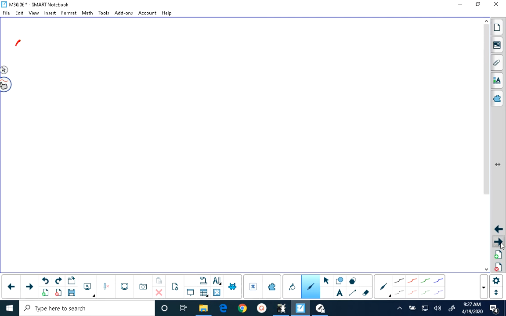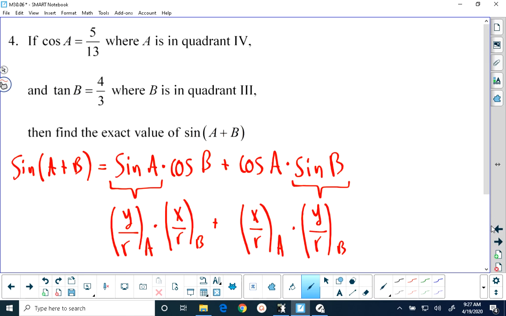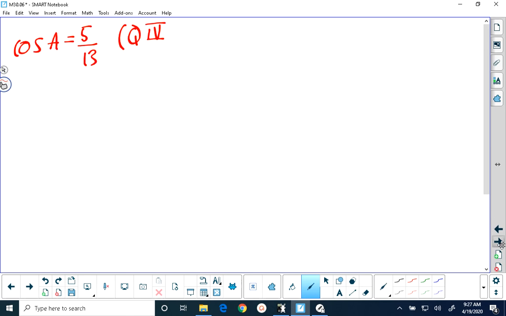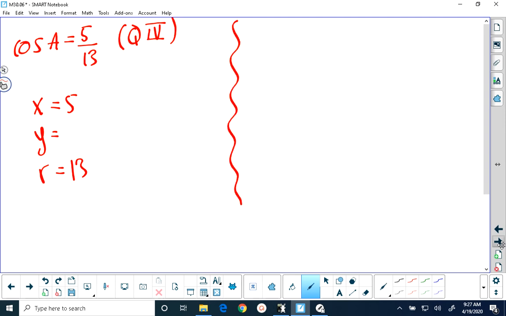You're told that cosine of angle A is 5 over 13, and you're told it's in quadrant 4, I believe. I better check. Yes, it's in quadrant 4. So in quadrant 4, you know that x is positive, y will end up being negative, r, by the way, is always positive. Let's take a quick trip over and talk about angle B.